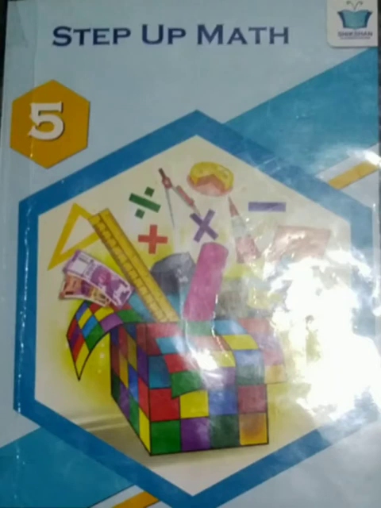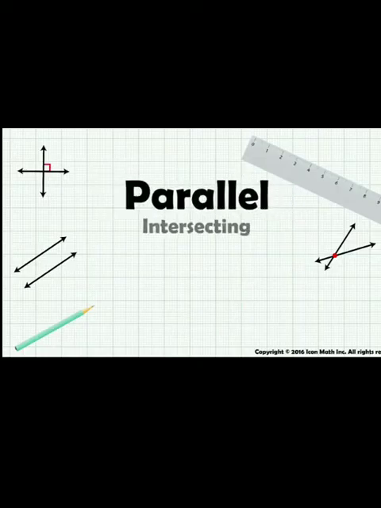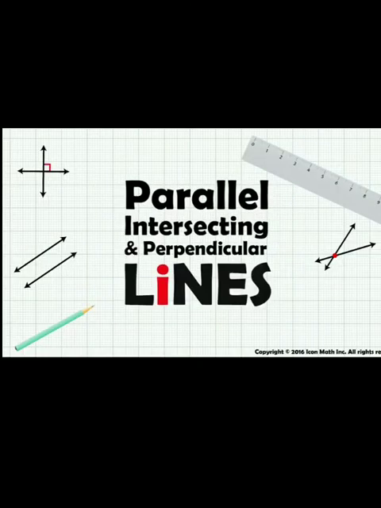Welcome back to your Step Up Math class. Today's lesson will be types of lines: parallel, intersecting, and perpendicular lines. As we learned, lines go on forever in both directions. But when we have a pair of lines, it is possible for these lines to meet at some point.